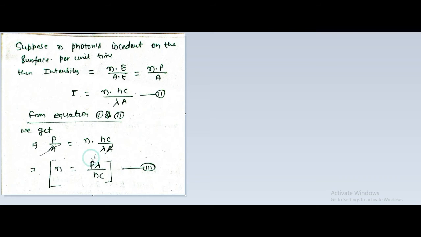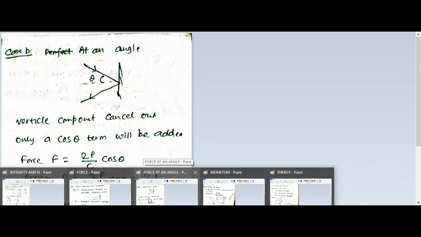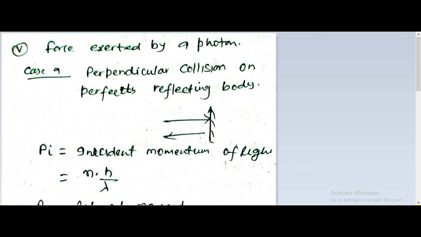So P is the power and lambda is the wavelength; h and c are constant. h is Planck's constant, c is the speed of light. So this is the formula to find the number of photons incident on a surface where power is generated at this wavelength. Okay, so next one is force exerted by photon.